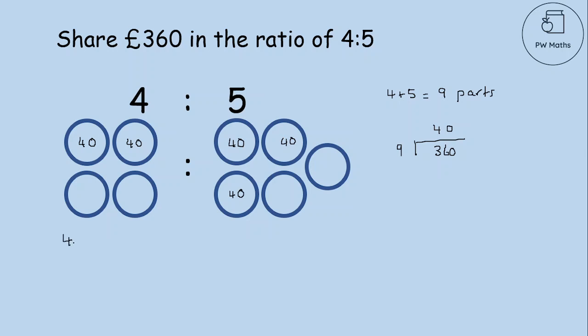So on this side I've got 4 times 40, which is going to give me £160, and this part of the ratio is 5 times 40, which is going to give me £200, and there you go, I've shared my 360 in the ratio of 4 to 5.